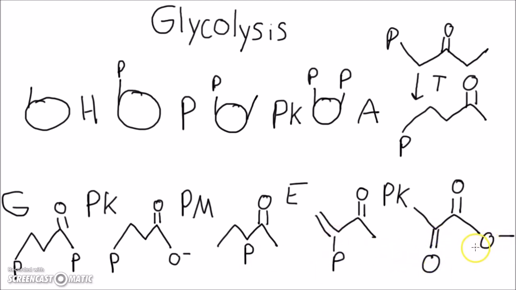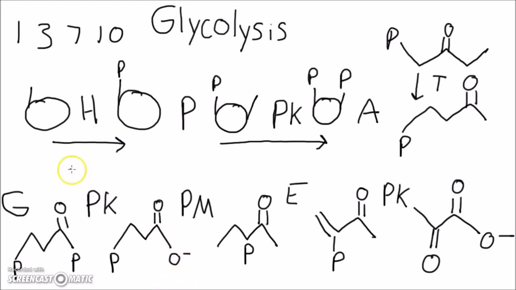Okay, so just make sure you can draw this, and remember that the key reactions are 1, 3, 7, and 10. So the first 2, you use an ATP, and in the second 2, you gain 2. So you have a net of +2 ATP.